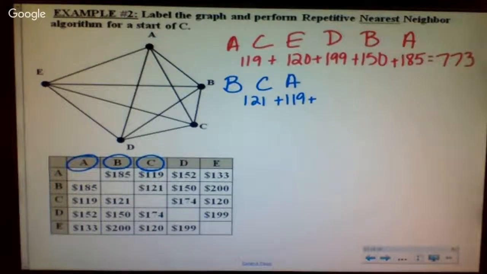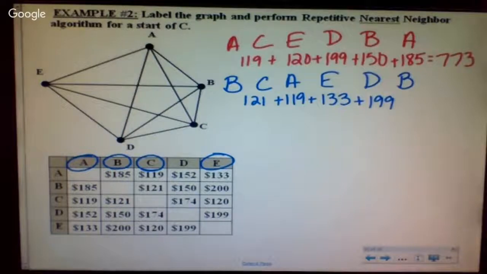From A, I've got D or E left to look at. E. 133. We must then go to D, which is 199, and we must go back home, and D to B is 150. I got higher than that last time. 722. Okay, 722.